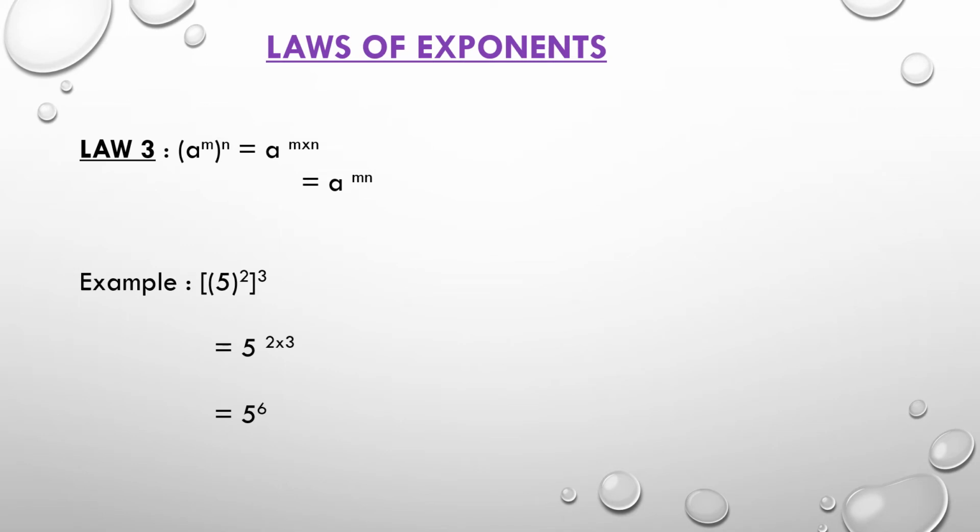Now law number 3. Law number 3 is a raised to the power m, raised to the power n, is equal to a raised to the power m multiplied by n. If we have a base and we have a power and then again we have a power on that, then those two powers will be multiplied and the answer would be a raised to the power mn. Let's take an example. 5 raised to the power 2, raised to the power 3. So there are two powers, 2 and 3. If both the powers are multiplied, it will become 5 raised to the power 2 multiplied by 3, which is equal to 5 raised to the power 6.